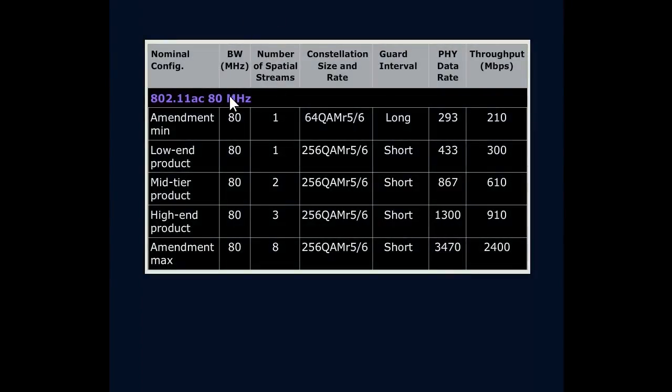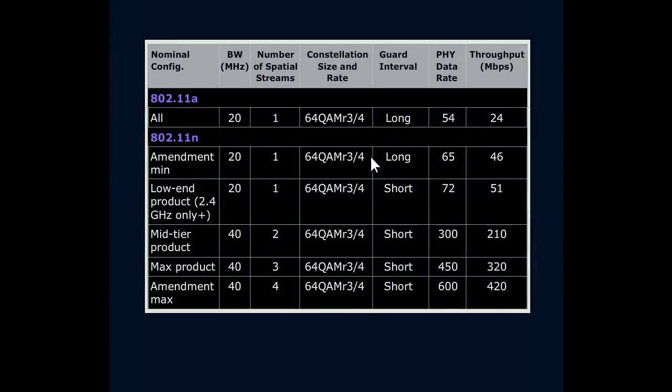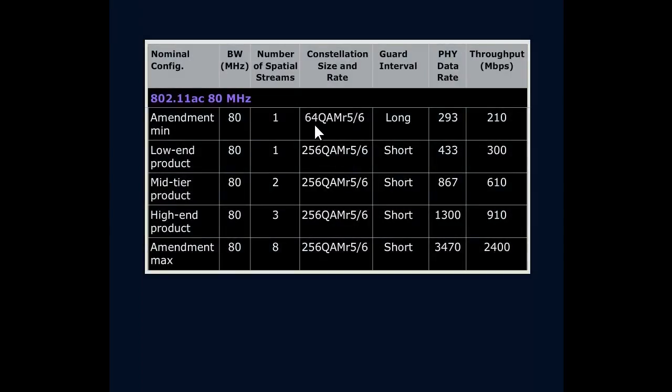But it gets better. When we move to AC rather than N, this is wave 1 AC, we've got 80 megahertz channels that are now available. Our spatial streams can go from 1 to a theoretical 8, although in implementation they only go as high as 3. And again, we go from long to short rates. Notice we're actually changing to a different constellation size and rate. We were using the 3/4 64 QAM rate. Now we move from 64 QAM to rate 5/6. So again, increasing that value.